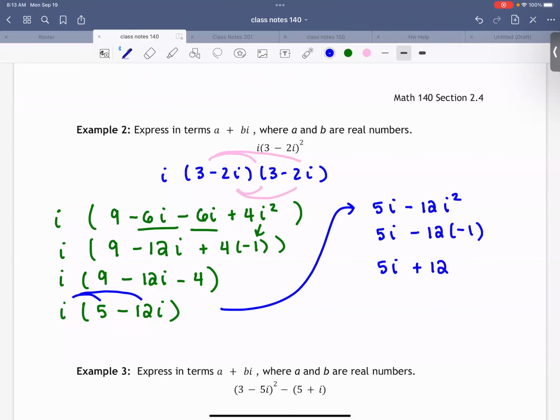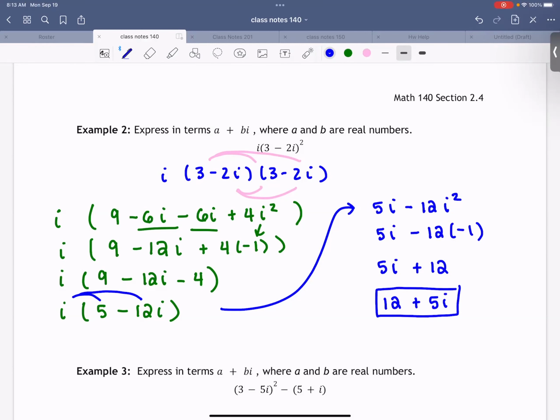Okay. Now, this would be fine. Some people like the convention of writing the real number first, and then the i second. You don't have to do this, but just for convention's sake, I'll do 12 plus 5i. Okay. Any questions on what I've done?